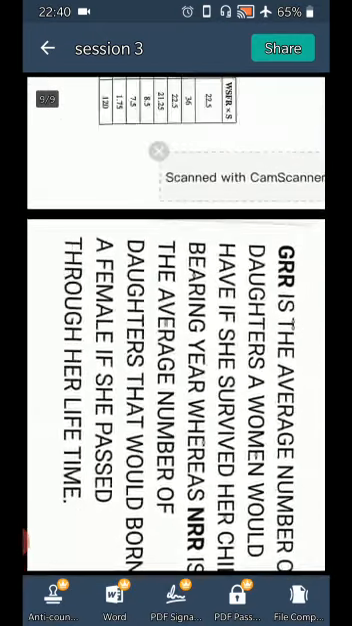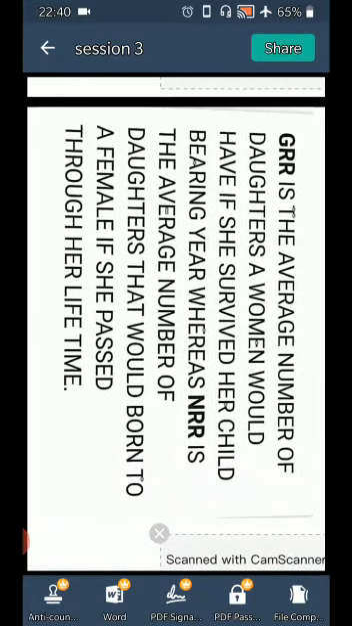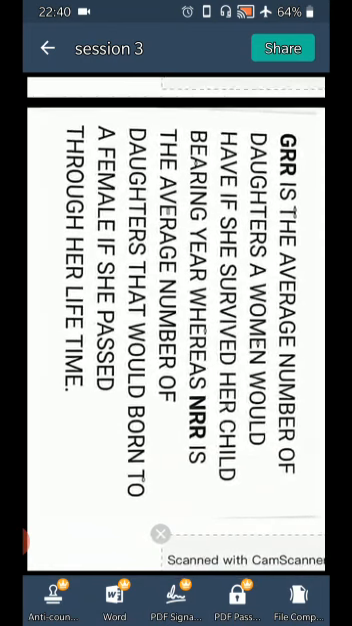Now let me quickly define gross reproduction rate and net reproduction rate once more. GRR is the average number of daughters a woman would have if she survived her childbearing age, whereas NRR is the average number of daughters that would be born to a female if she passed through her lifetime. So this is the difference between gross reproduction rate and net reproduction rate. In this class we have studied exclusively about the reproduction rates. And in the next class, we will be dealing with mortality.